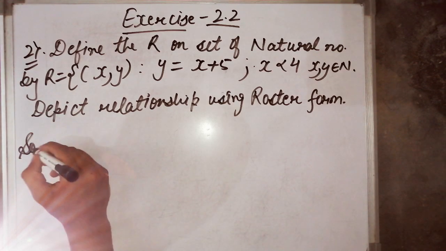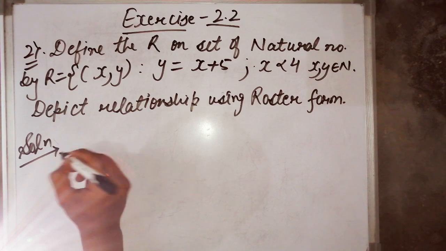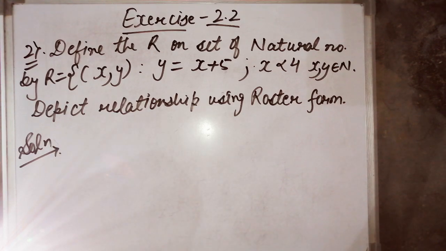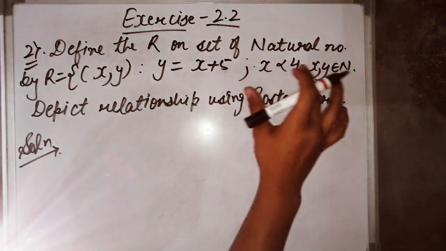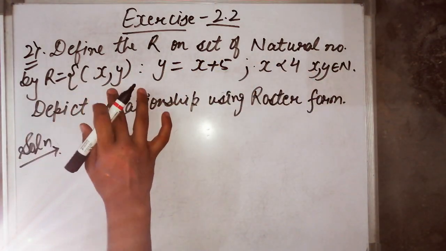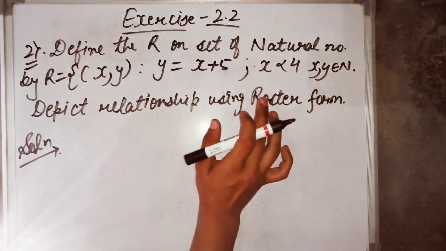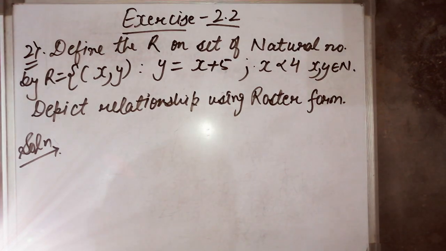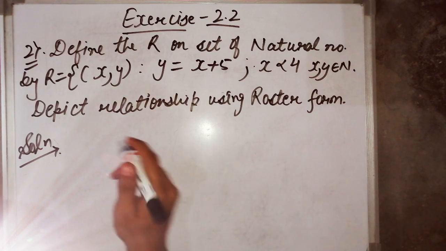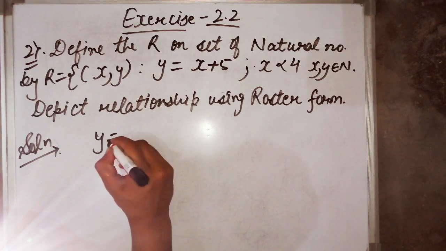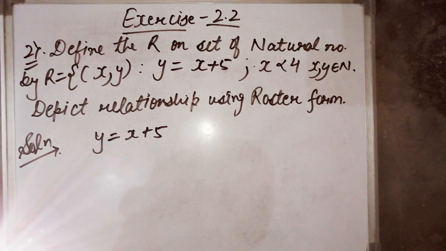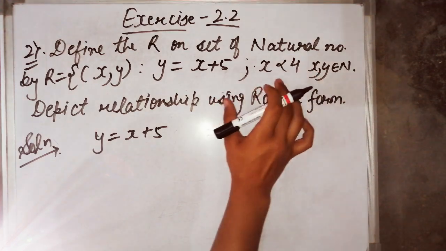Okay, let's have a look at the solution. Let's read out the statement once again. Define the relation R on the set of natural numbers by R is equal to x, y such that y is equal to x plus 5 and x is less than 4 and x, y belong to natural numbers. Depict this relationship using roster form. We need to depict a relationship on the set of natural numbers, and the relation which is given to us is y is equal to x plus 5 and the value of x is less than 4.